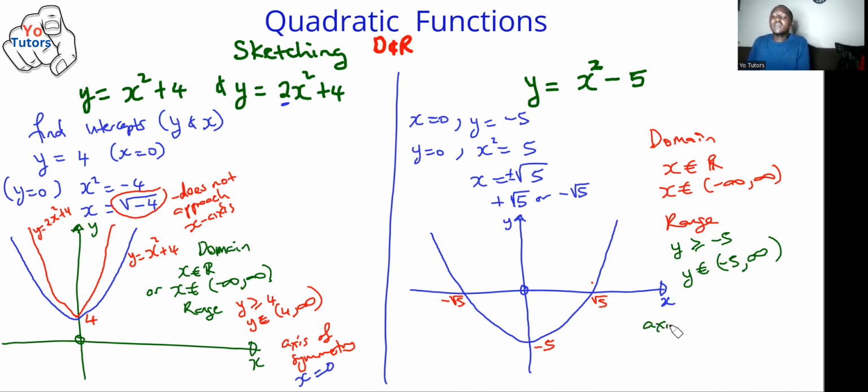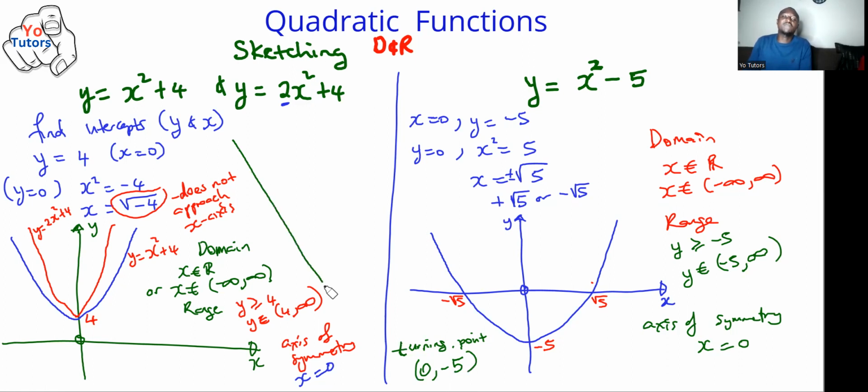Then axis of symmetry. The axis of symmetry is x equal to 0. Then another thing, our turning point. We now know that it's just equal to q, so it's 0, negative 5. That's our turning point.